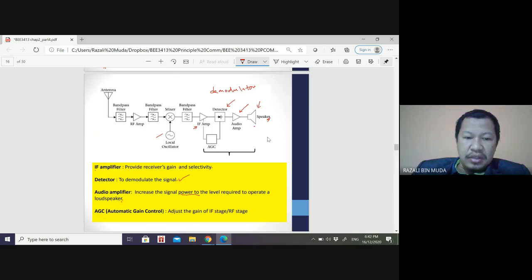AGC is automatic gain control. It adjusts the gain of the IF stage and RF stage, adjusting the gain between this RF stage and this RF stage.